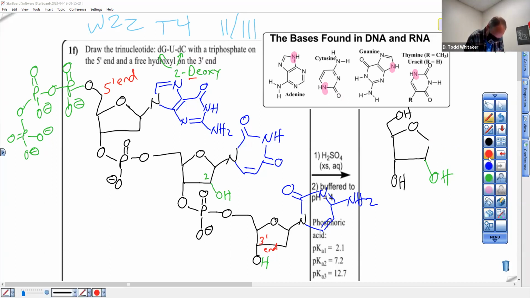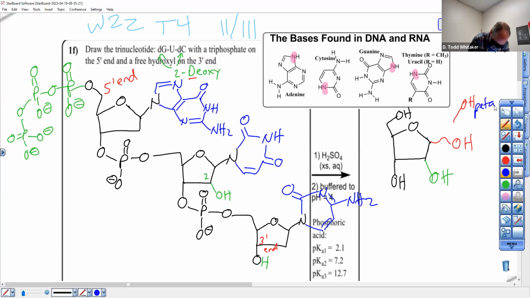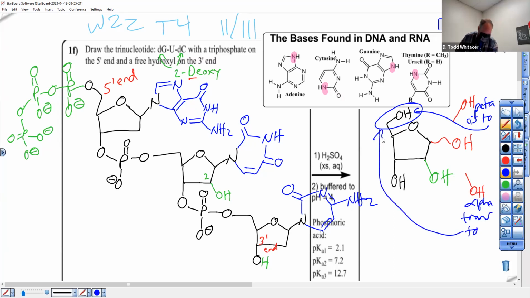This is a representation of a mixture of alpha and beta. OH here, up, is beta because it's cis to that. OH down is alpha because it's trans to that. The CH2OH sticking off of the ring is the important thing. That is the only definition of alpha and beta.